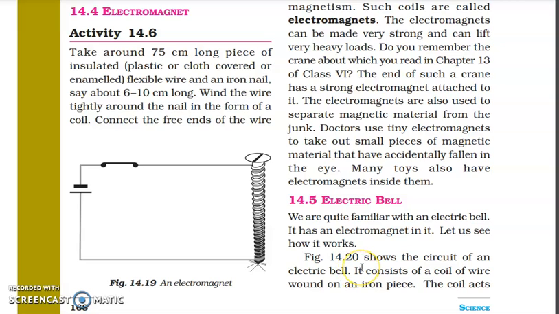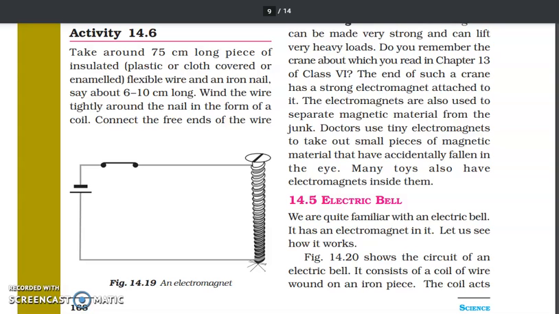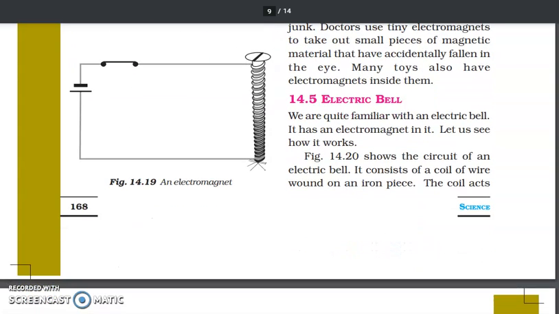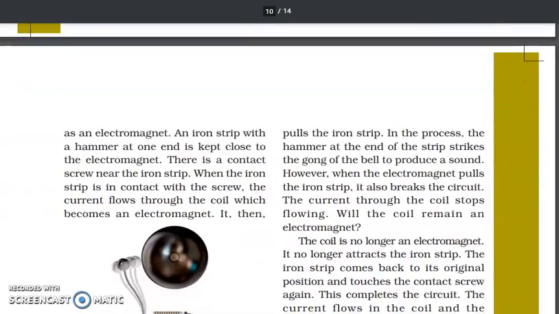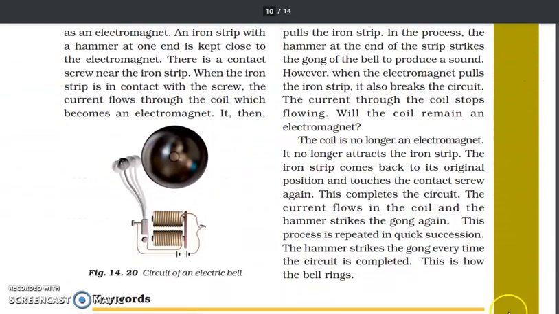Figure 14.20 shows the circuit of an electric bell. It consists of a coil of wire wound on an iron piece. The coil acts as an electromagnet. The iron strip with the hammer at the end is kept close to the electromagnet. There is a contact screw near the iron strip. When the iron strip is in contact with the screw, the current flows to the coil, which becomes an electromagnet.